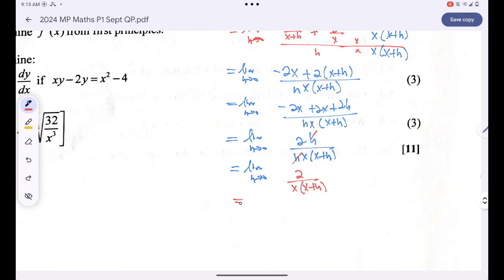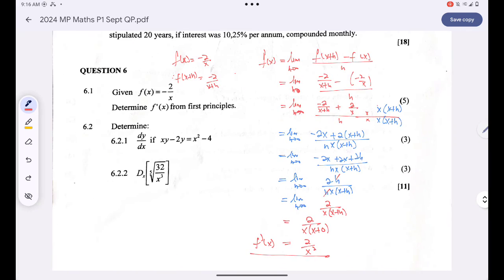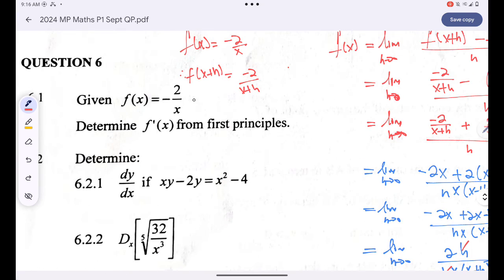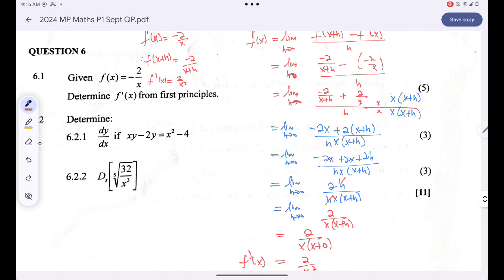Right now, I can simply substitute h as 0, because by doing so, the denominator will not be equal to 0. So I'll end up having 2 over x times x plus 0. This is just 2 all over x squared. So the derivative is just equal to 2 all over x squared. So the derivative over here, I have 2 divided by x squared.